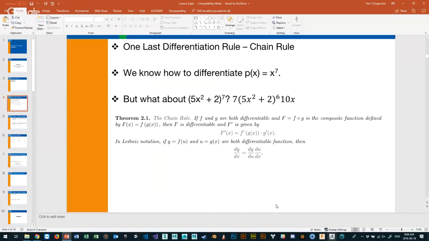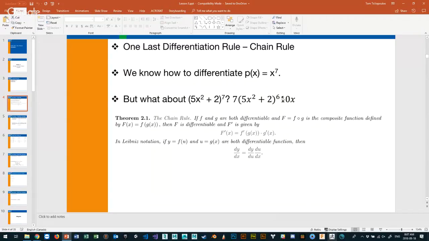We have an outer function, something to the 7, and then we have something on the inside, which is another formula. So you have a formula on the inside and a formula on the outside. If you think about this in computer programming, it's almost like I'm passing a whole function into another function.